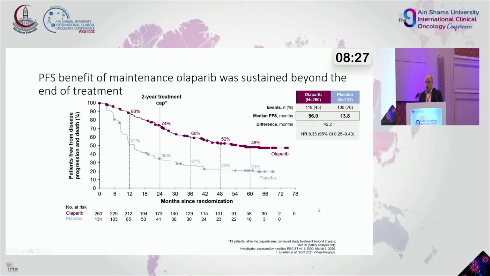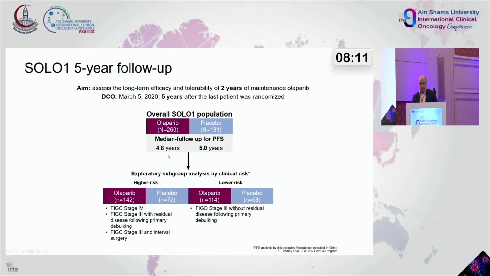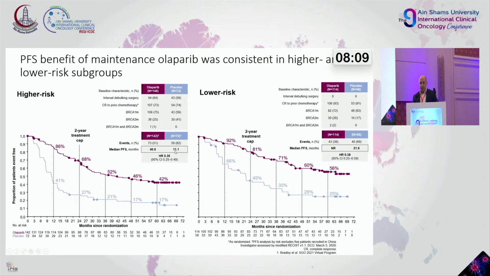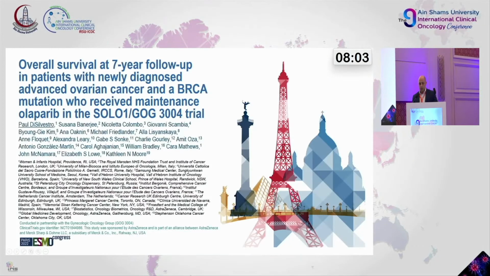And if you go on and look at the longer follow-up, the 2-year treatment, and then you go for the 4-year and more, you will find you are still maintaining, even after stoppage of the maintenance treatment, you are still gaining a better progression-free survival. 5-year follow-up, again, as you can see, the high risk, of course, gets the benefit, and even in the low risk, you still get the better progression-free survival.